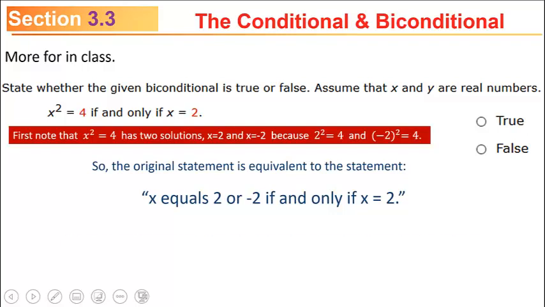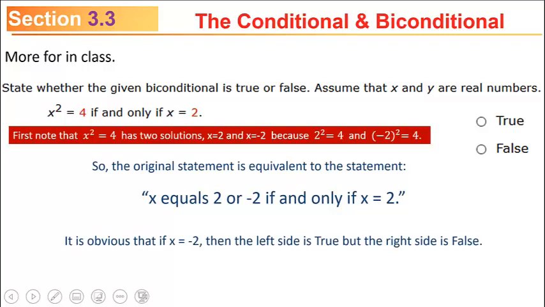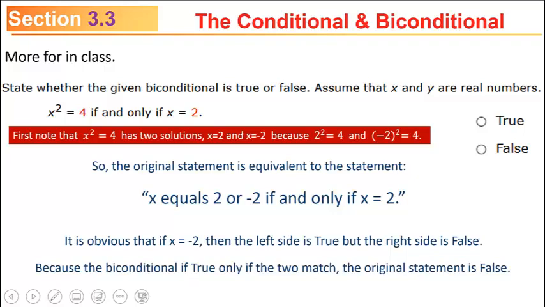Now think about that for a minute. Suppose x is equal to minus 2. If that's the case, then the left side, x equals 2 or minus 2, would be true if x were minus 2. But the right-hand side, x equals 2, would be false if x were equal to negative 2. Recall that a biconditional is true only if the two match. In other words, true if and only if true, or false if and only if false. I've just pointed out a case where you would have true if and only if false. So that means that the biconditional is actually false.